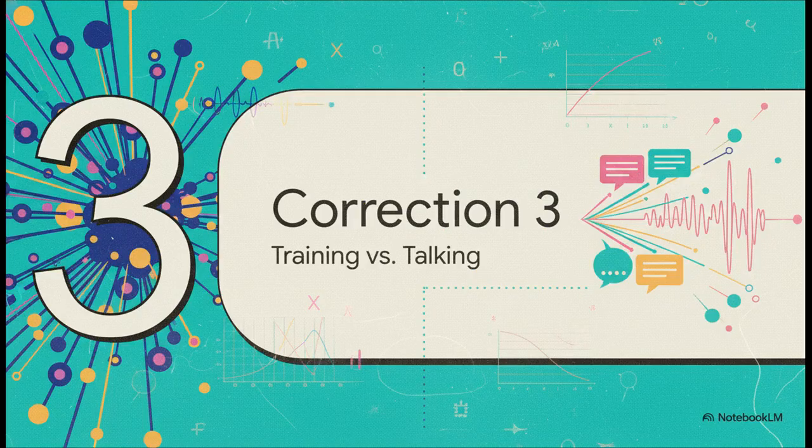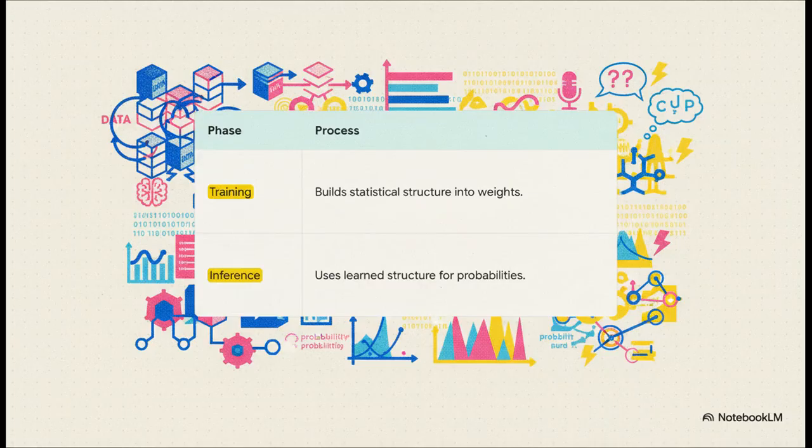And that brings us to our third and final refinement. It's all about separating 2 totally different phases of an LLM's life. See, the initial definition kind of mushed statistics and probability together, but things get a whole lot clearer when you split apart when the model learns from when it talks. The key is to see these as 2 distinct jobs. Training is the enormous one-time process where the model learns all the statistical patterns from its data and basically freezes that knowledge into its weights. But inference, that's what happens when we're actually talking to it. That's the live process of using that frozen structure to generate probabilities for what the next word will be. One builds the machine, the other runs it.